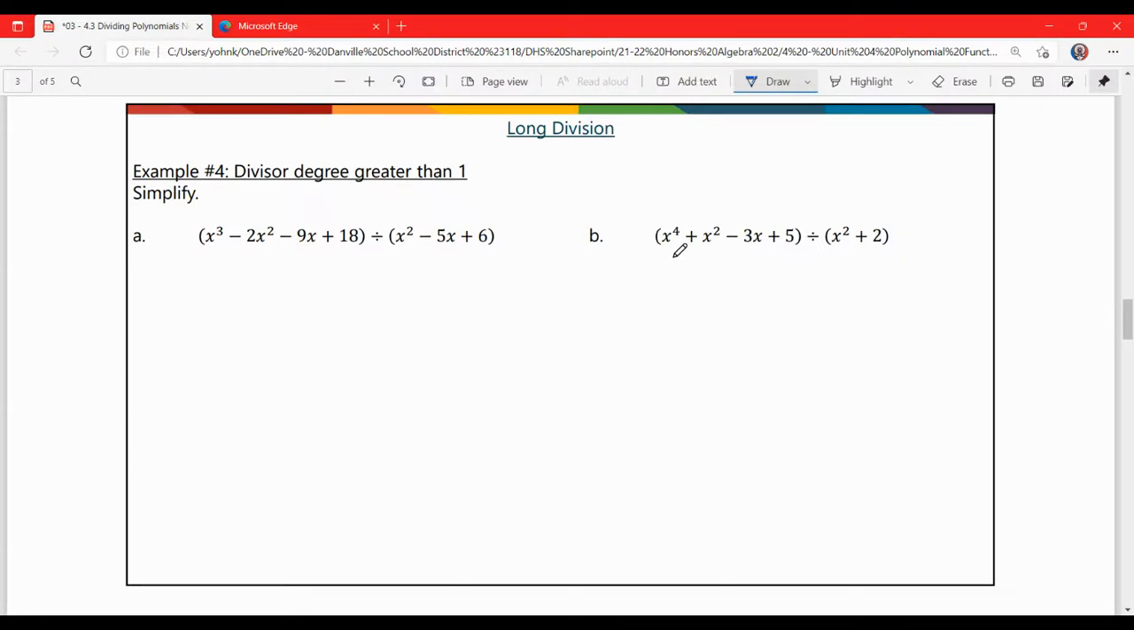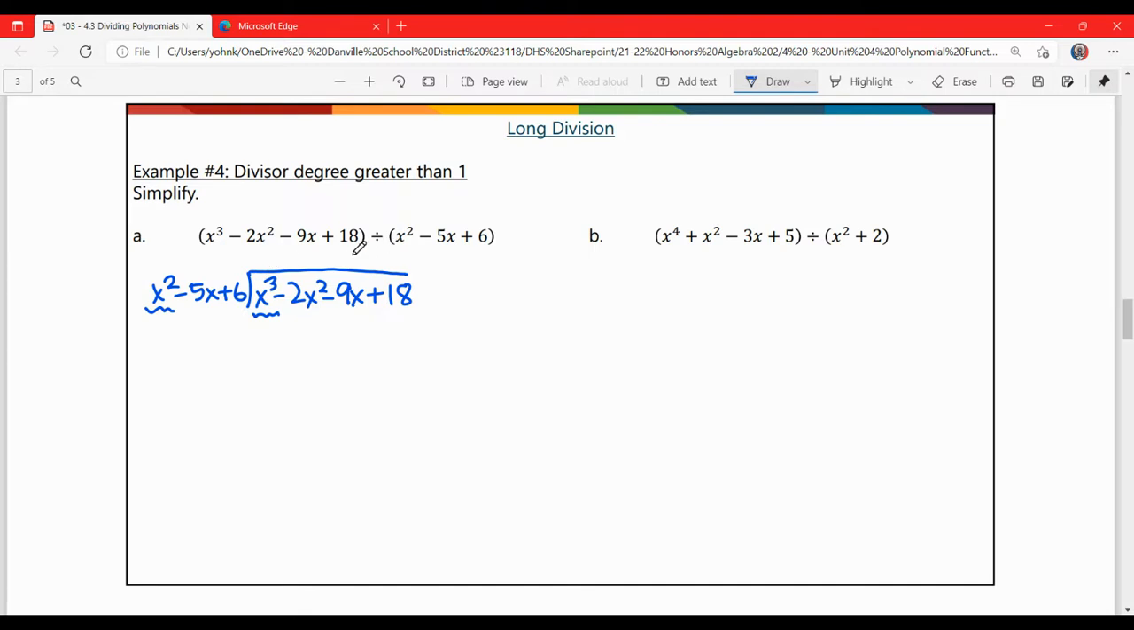Okay, well, these get a little bit fun because they're more plentiful. So if we take a look, we have a cubic polynomial divided by a quadratic. So I'm going to put x cubed minus 2x squared minus 9x plus 18. And I'm going to divide it by x squared minus 5x plus 6. So it doesn't matter how many terms are in the polynomials that you are dividing by, you still concentrate on the very beginning ones. So ask yourself, x squared times what is x cubed?